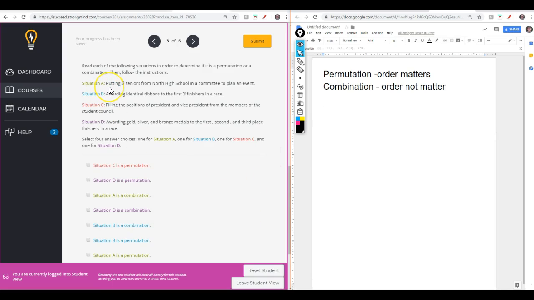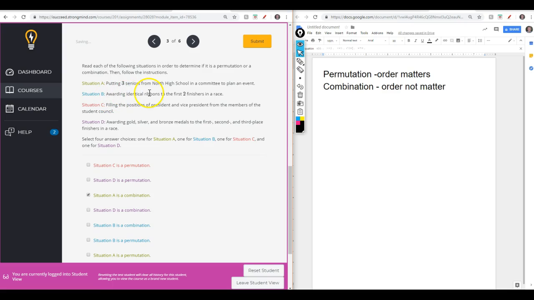So again, let's just think, does the order matter or not matter? So putting 3 seniors from North High School in a committee to plan an event. There is not an order to that. There's no ranking of them. There's no saying you're vice president, you're president, you're secretary. So there's no order on that. So situation A is a combination since there's not an order.